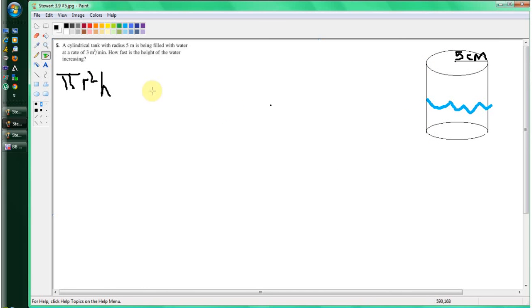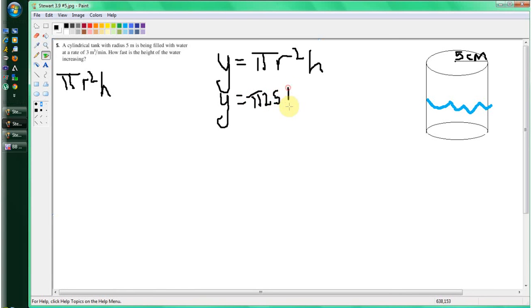So here we have V equals pi r squared times h. And before we take the derivative, we're going to plug in the values, and r is 5, so r squared is 25. So we have V equals 25 pi times h. And now it's okay for us to take the derivative.